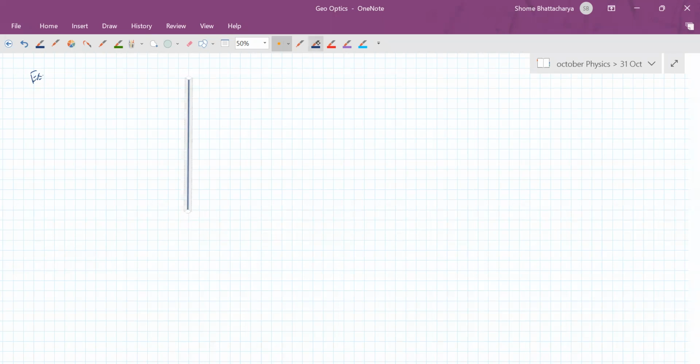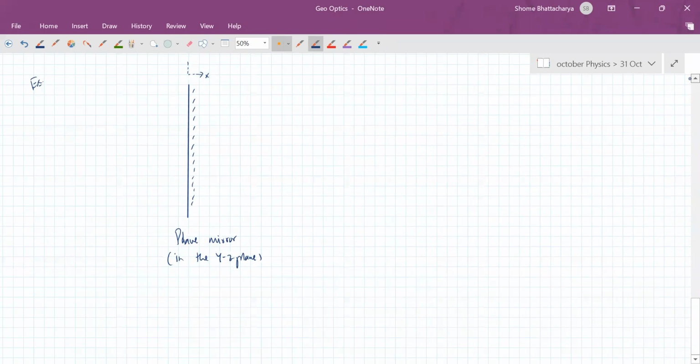So can you show the above diagram for a second? Yes, sir. Just a moment. Okay. So this is a plane mirror, which I'm taking, suppose, in the YZ plane, because I'm taking this as my x-axis and this as my y-axis. Now what is happening here is that a point object is moving with a velocity like this.